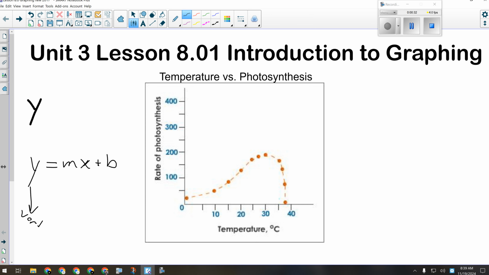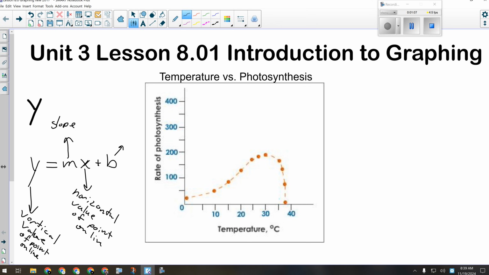Y is the vertical value of any point on the line. Okay, what's m? Slope. Okay, what's x? Horizontal value of the same point on the line. Okay, and what's b? The value of y when x is 0. We call that the y-intercept.